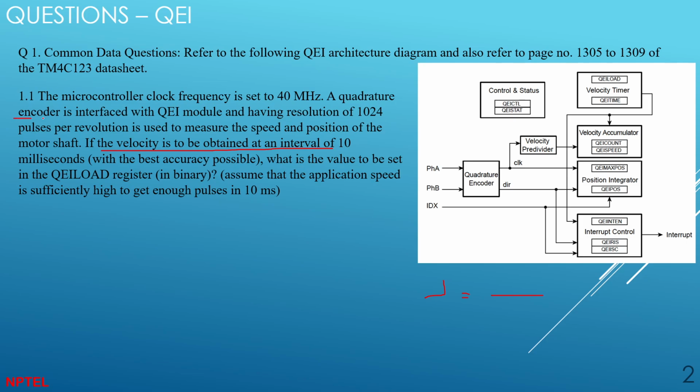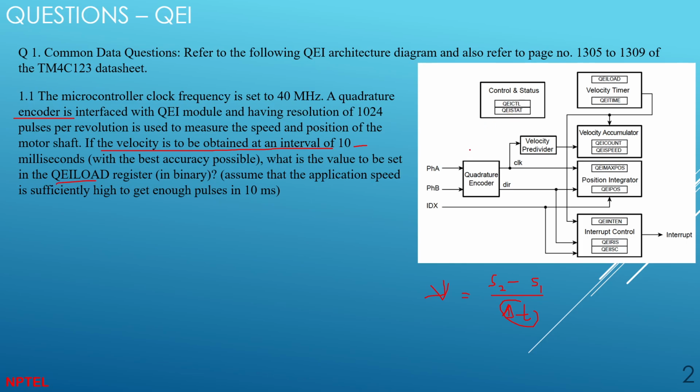The encoder is used to measure position, right? What they are trying to do is, suppose S2 is the present position, and S1 is the previous position. When you divide the difference by delta t, you will get velocity, right? This delta t is given to you, 10 millisecond, with the best accuracy possible. What is the value to be set in QEI load?